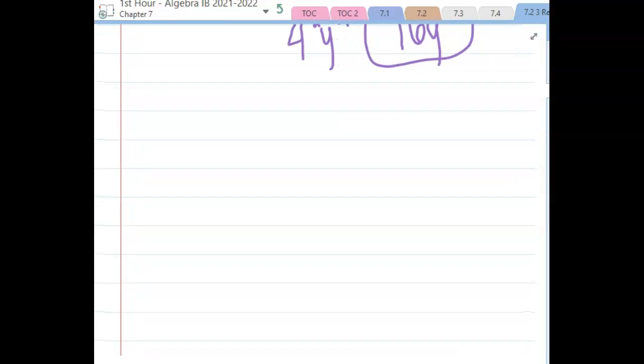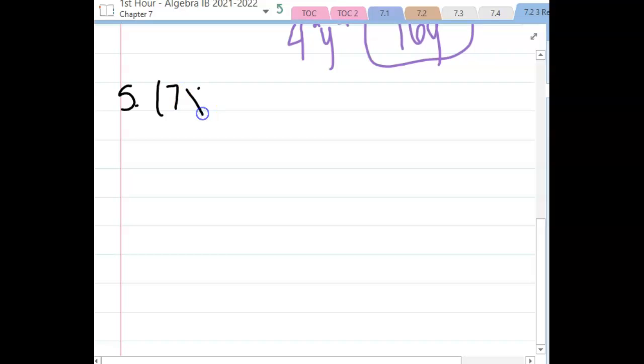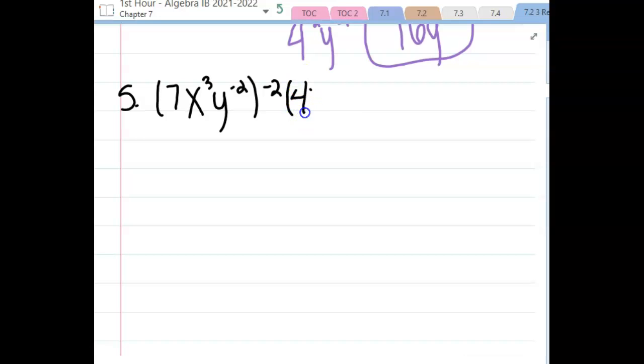Okay, last two. Let's combine everything together here and we'll just do one more. Okay, number 5. In parentheses, 7x cubed y to the negative 2nd, all to the negative 2nd, times (4x to the negative 4th y cubed) squared.